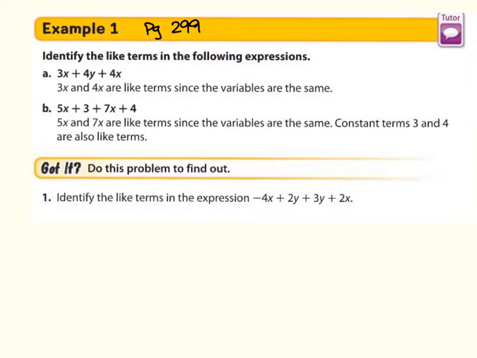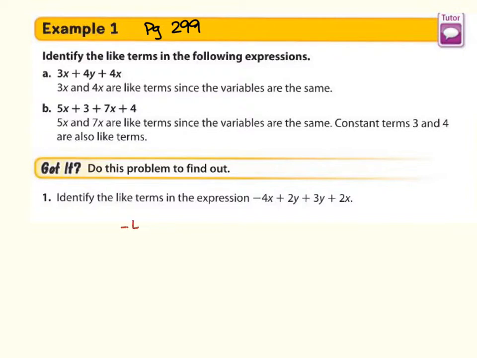You guys can refer to example 1, both A and B, on your own, but I'm going to go ahead and get started with the got it question. Number 1, identify the like terms. I'm going to try and use colors here to help you identify like terms. So you have the terms with the x values and you have the terms with the y values. Now you also have to be careful of the signs in front of the terms, not behind it.